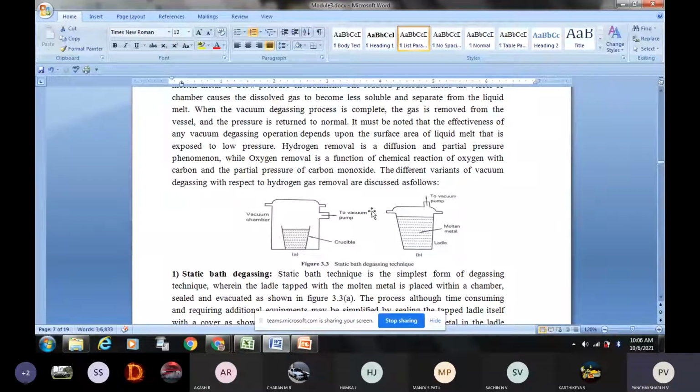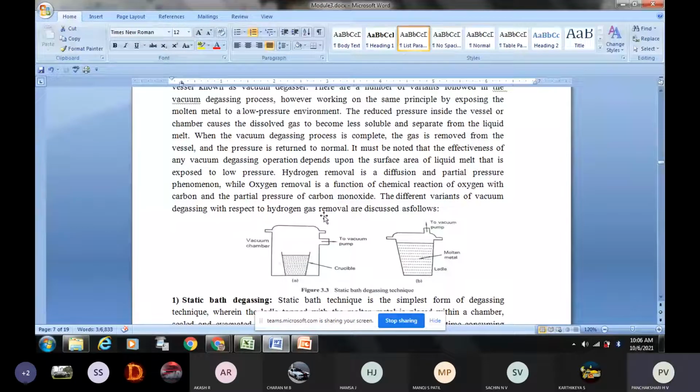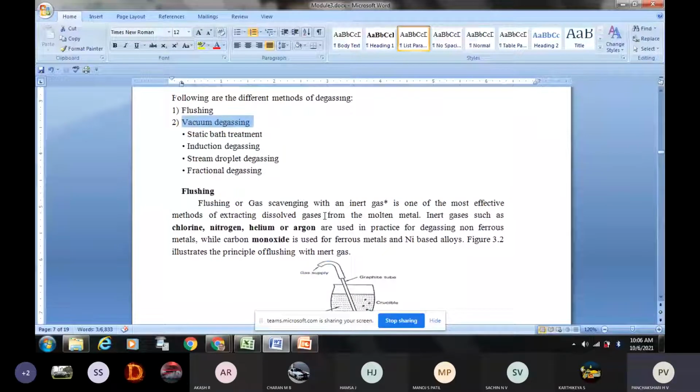The name itself says. Already here you can see the names, four important types. Static bath: static is nothing but no motion, no movement. Induction means that something is induced. What is induced? The force is induced, current is induced. So that is induction degassing.